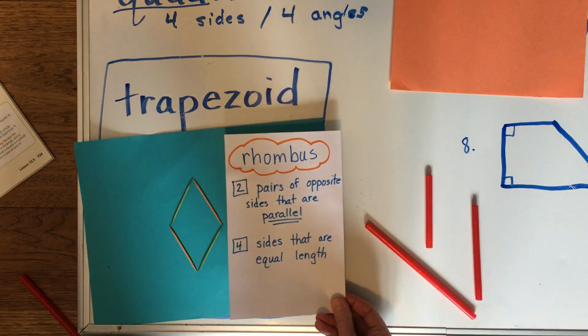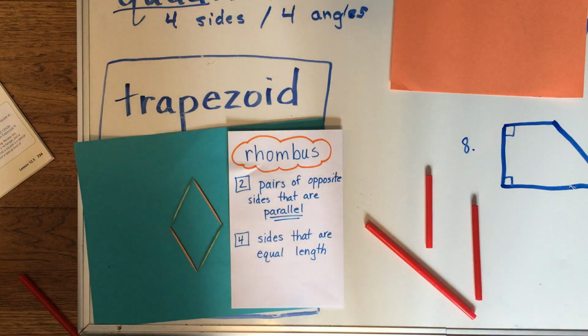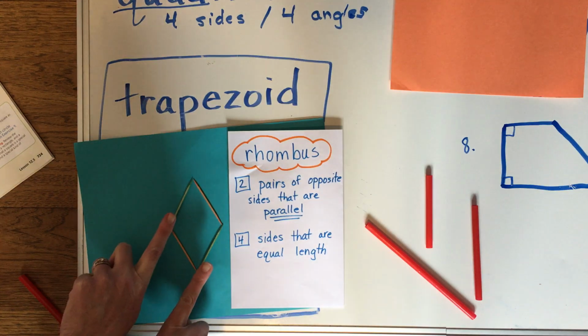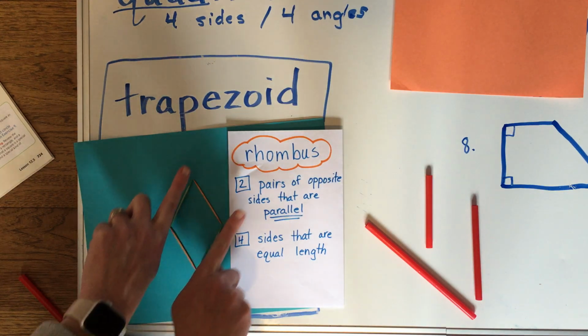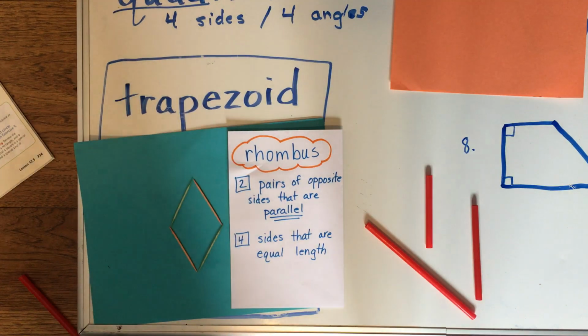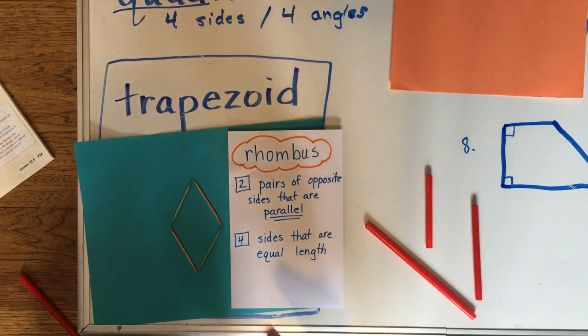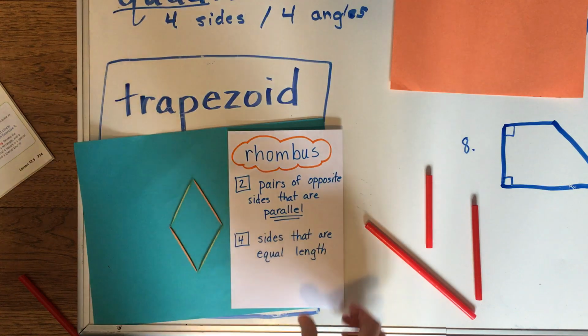Ready? A rhombus must have two pairs of opposite sides that are parallel. Wait, that was the same thing as a square and a rectangle, wasn't it? And a trapezoid only had to have one, but it could have two. A rhombus has two pairs of opposite sides that are parallel. Look, these are parallel. The green toothpicks are parallel. The orange toothpicks are parallel. They're never going to touch.